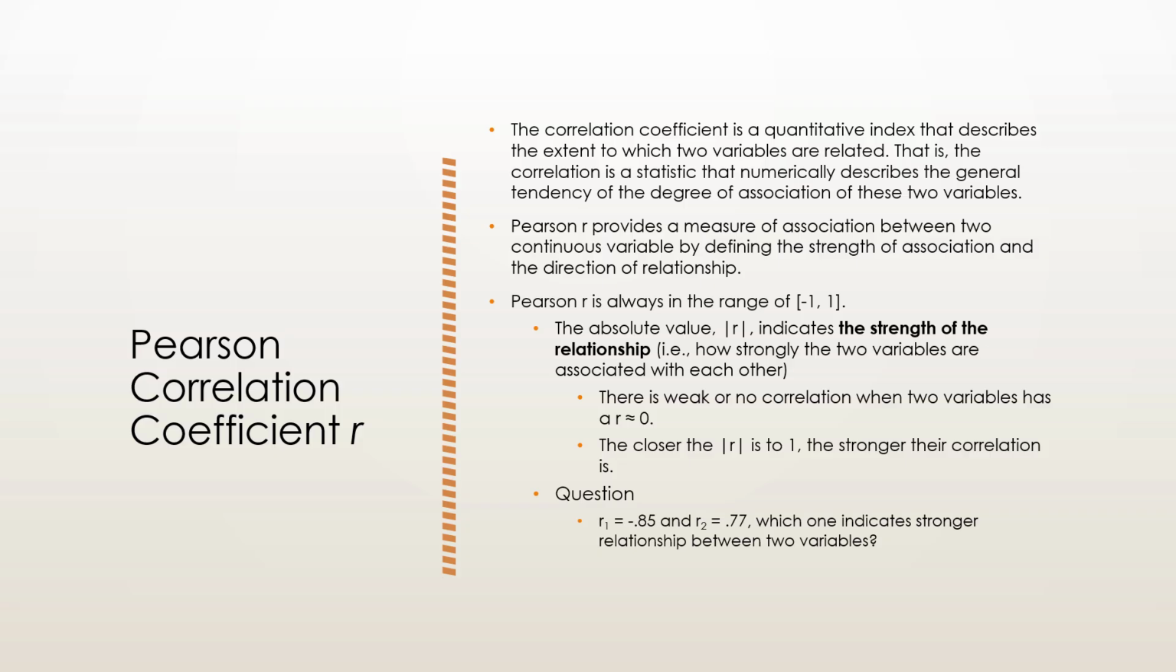The absolute value of R indicates the strength of the relationship, that is, how strongly two variables are associated. When R is close to 0, the relationship is weak or non-existent. The closer the absolute value of R is to 1, the stronger the correlation. So if you are given two Pearson's R values, R1 equals -0.85 and R2 equals 0.77, can you tell which one indicates a stronger relationship between the two variables?